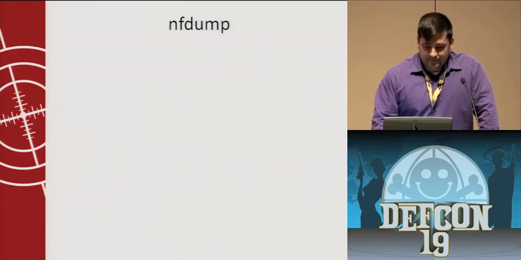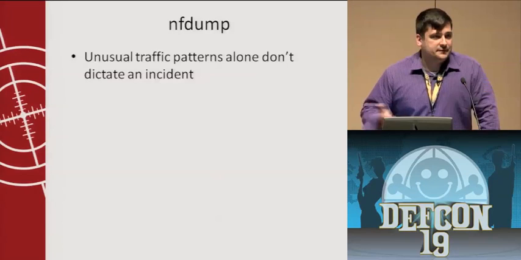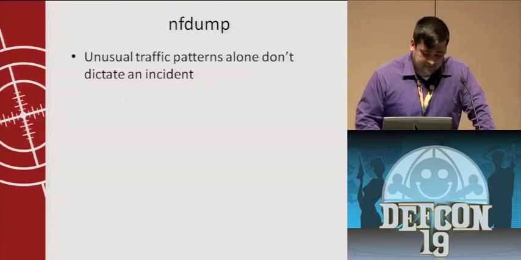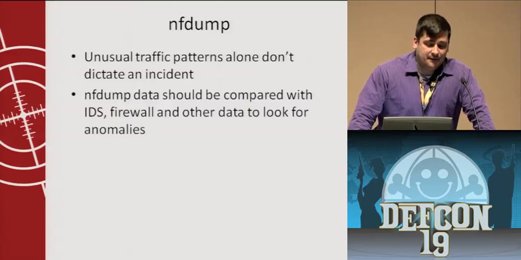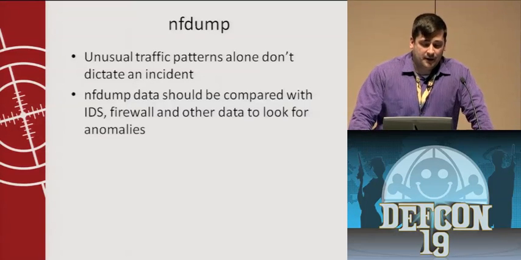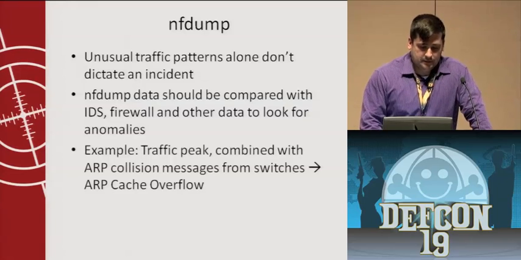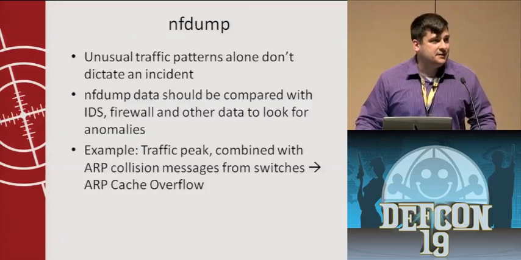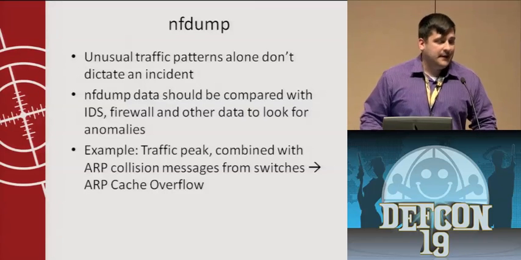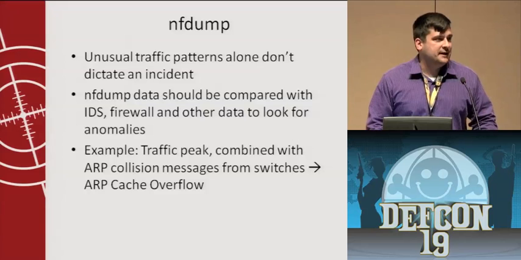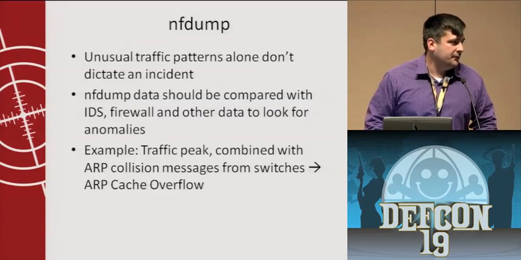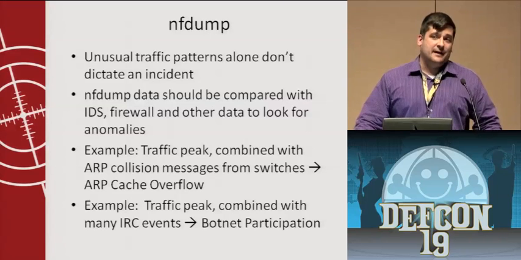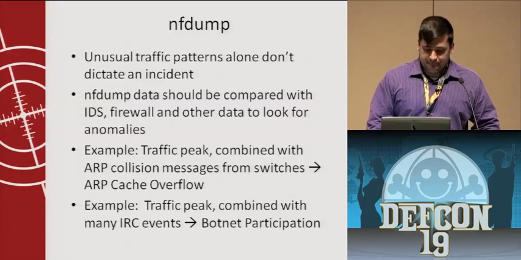Now, a quick note about NFDump, and this is common with all NetFlow data. Unusual traffic patterns alone don't dictate an incident. What needs to be done is NFDump data has to be compared with IDS, firewall, and other data to look for anomalies. An example of this would be a traffic peak combined with the ARP collision messages coming from your switches could be indicative of an ARP cache overflow. And I should probably say that it's highly indicative of an ARP cache overflow. A traffic peak combined with many IRC events, probably some sort of botnet participation.